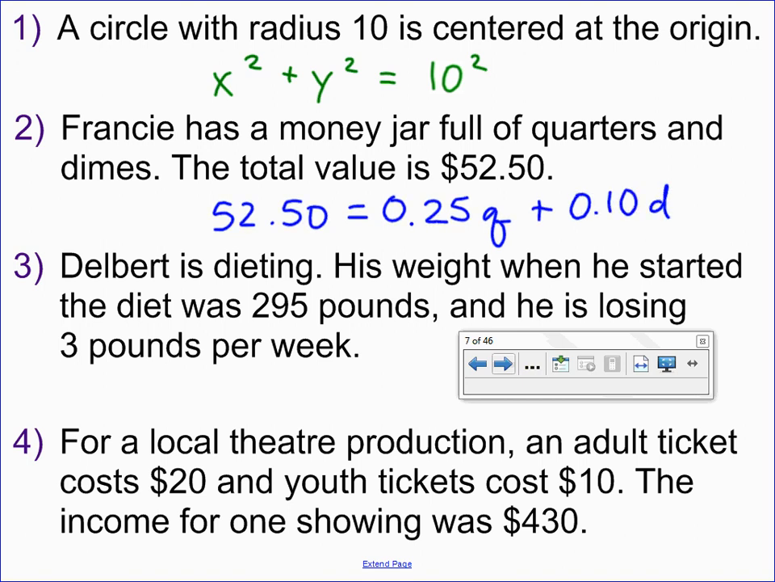55.352. Awesome. Thank you, Emily. And Q then would represent what? The number of quarters in her jar, and D would be the number of dimes. Raise your hand if you had a similar equation for number two.